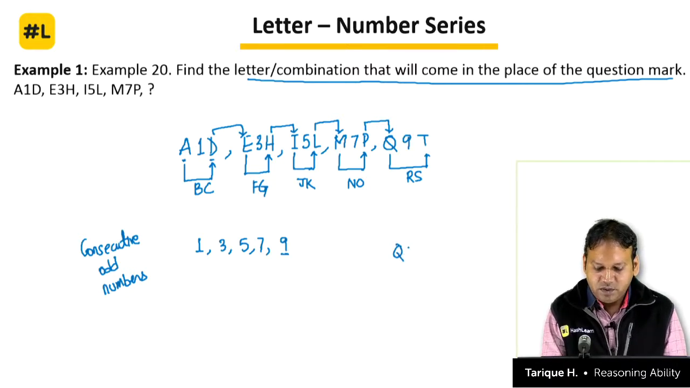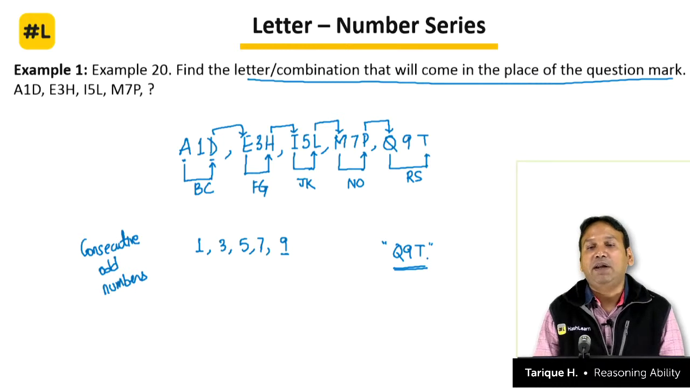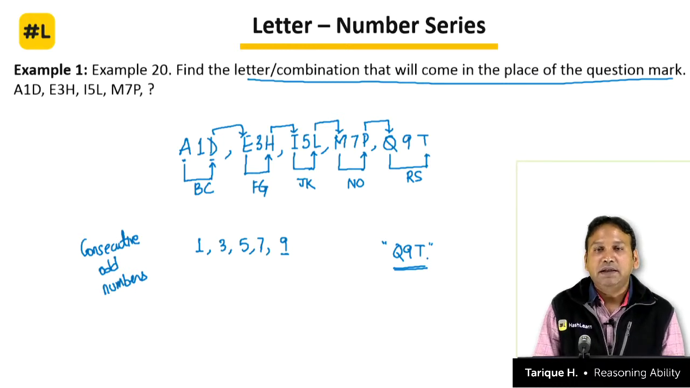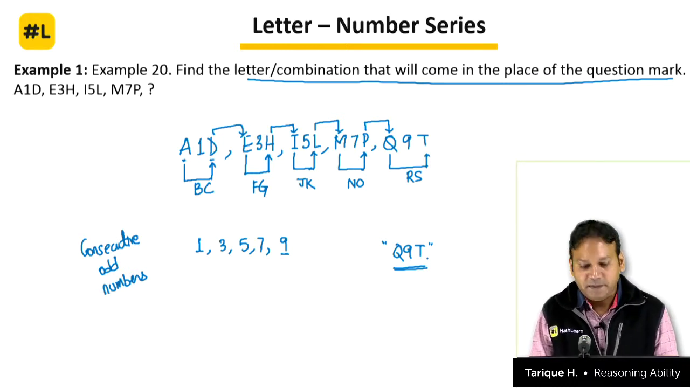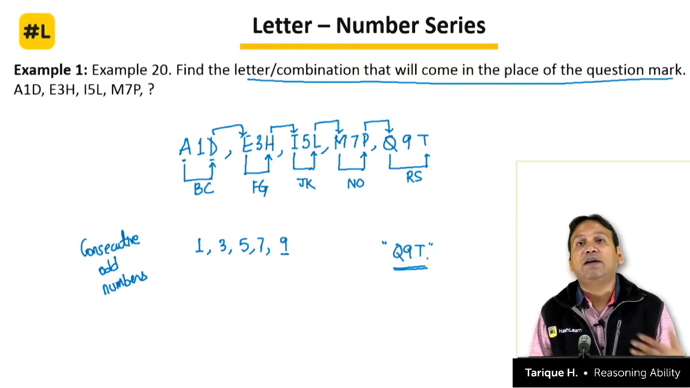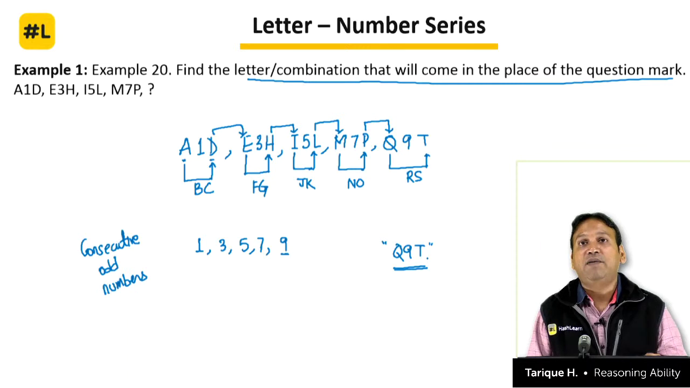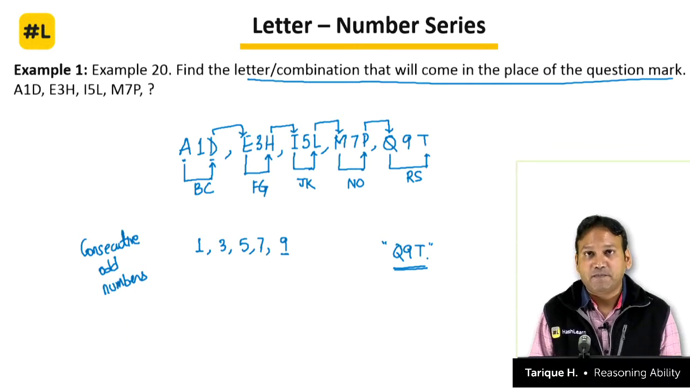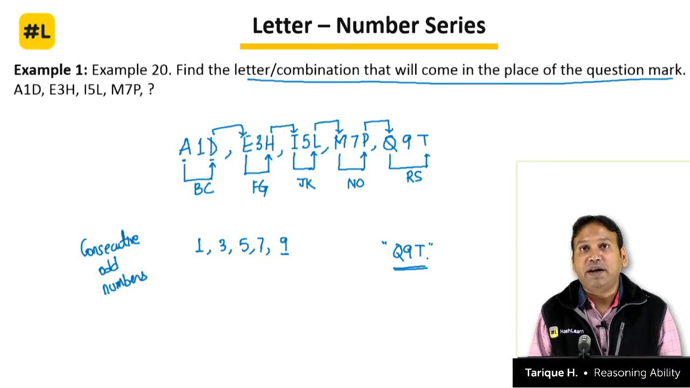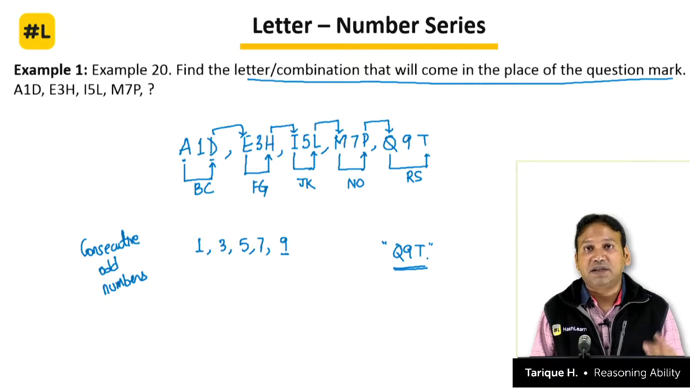The answer is Q9T, and this is a basic introduction to the kind of question that can come from letter number series. In the mathematics section of the examination, PO or clerk, you can find 5 questions from number series, where a series is given to you and one number in the series is missing.